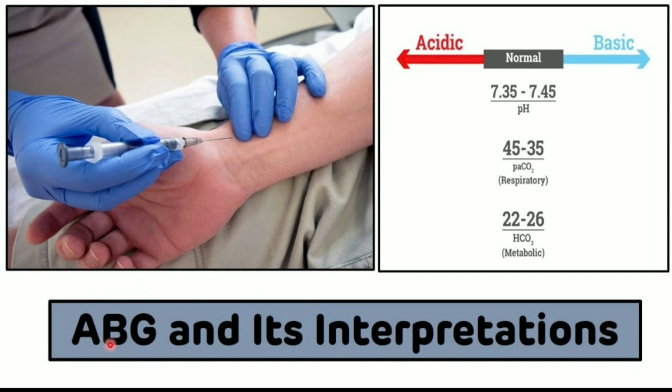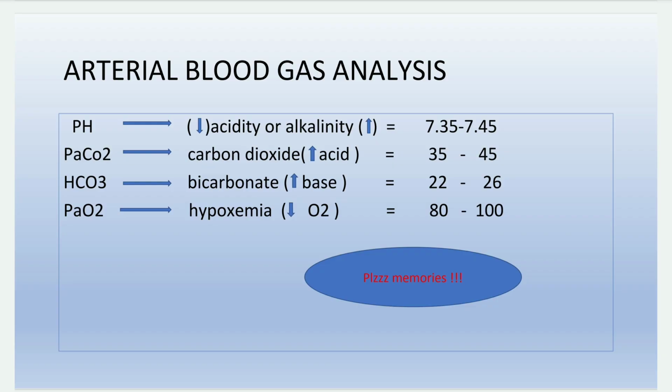ABG stands for arterial blood gases, as we already discussed. It gives the measurements of the acidity or alkalinity of the arterial circulation, and it also measures gases such as oxygen and carbon dioxide. Now we are going to talk about 4 important components that are there in ABG: pH, CO2 or carbon dioxide, HCO3 or bicarbonate, and PaO2 or oxygen. Let's talk more about it.